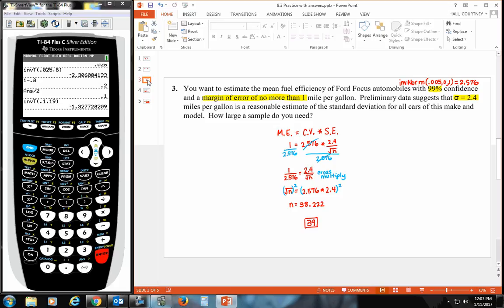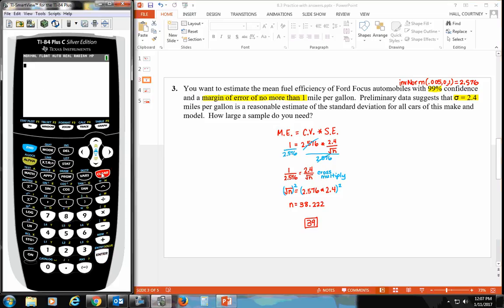My critical value is 2.576. Let me show you where that came from. If we have a 99% confidence level, we're going to do 1 minus 0.99. So there's 1% left for the tails to share. We're going to divide that by 2. And so the area that I should be putting in the calculator is going to be 0.005.